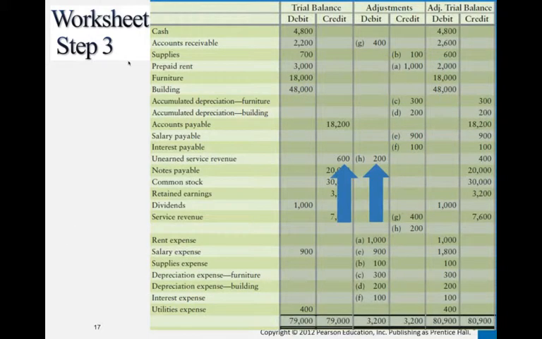Another example here, an earned service revenue credit 600. So what does this mean? An earned service revenue credit means, so first of all, what is the normal balance for an earned service revenue?